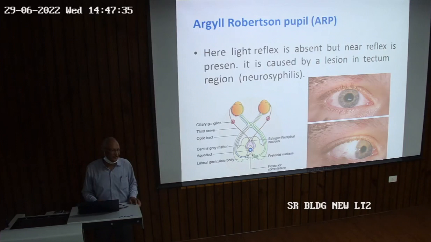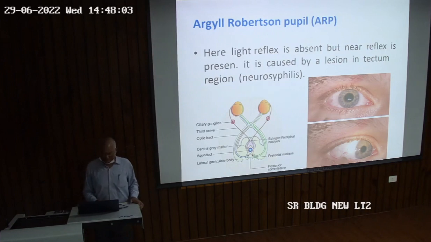That is why there is no reaction, and the near reflex is also affected because the near reflex also involves the ciliary ganglion. So in Adie's pupil, there is involvement of the ciliary ganglion or the accessory ganglion, where there is no light reflex, and the near reflex is almost absent, or present with a very sluggish reaction. That is Adie's pupil.